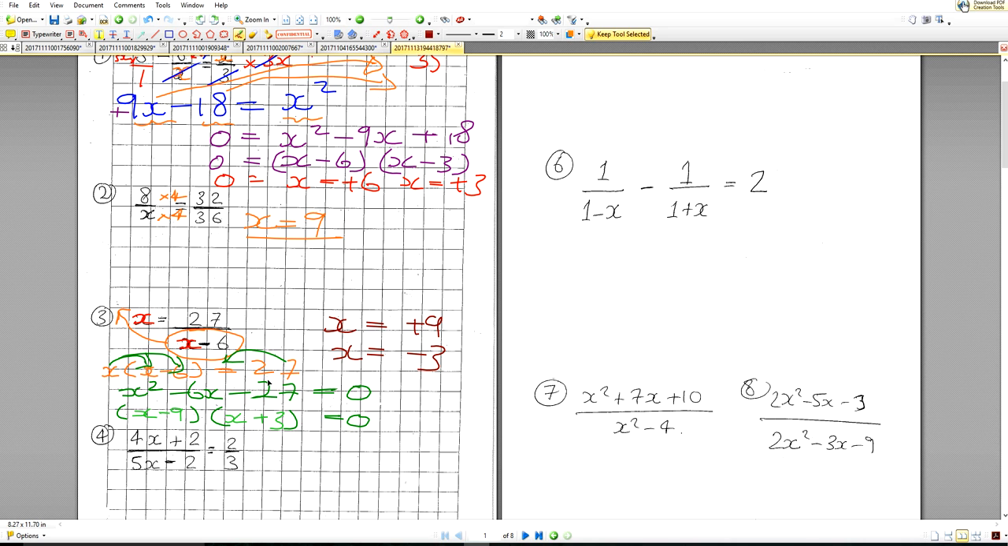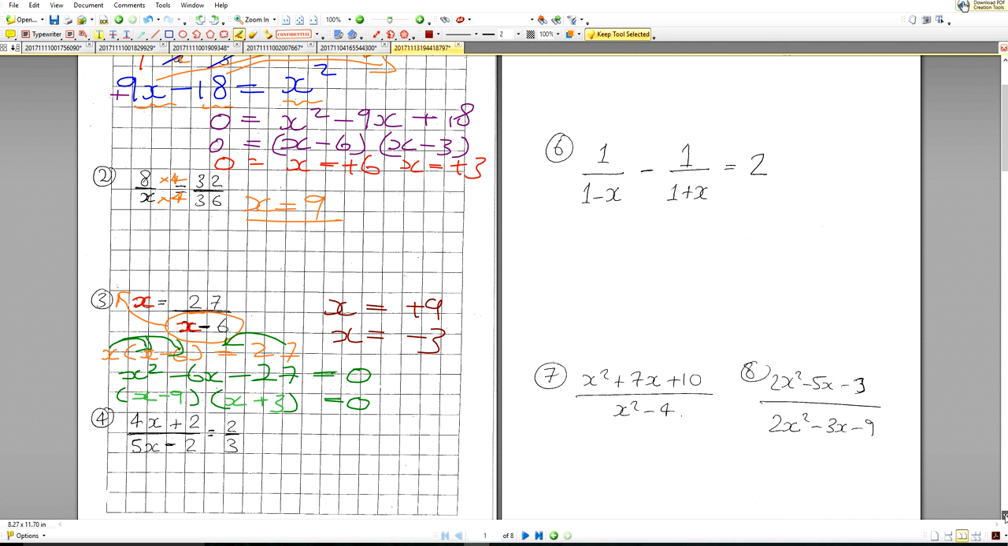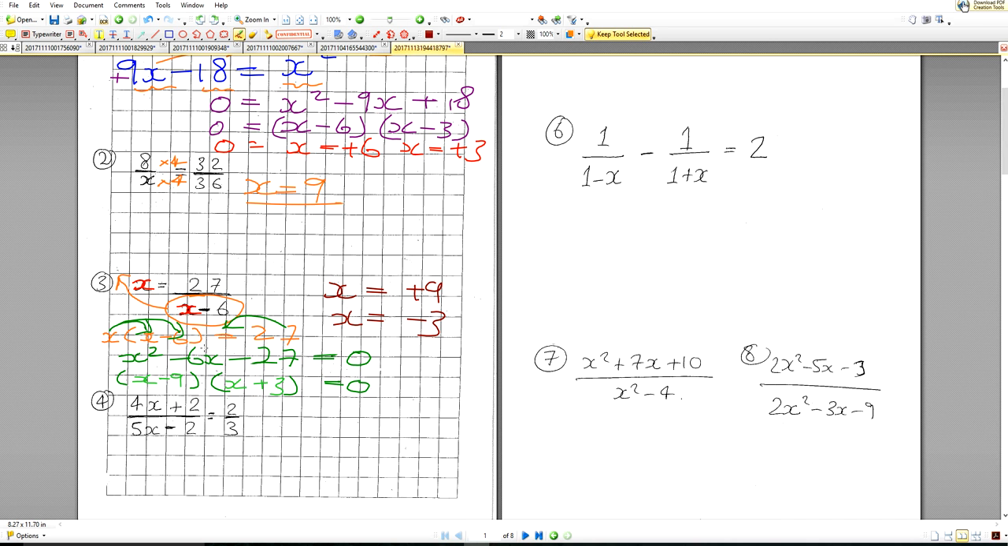Okay, so that's question number 3 done. Question number 4 now is a variation of question number 3 in that we need to cross multiply. I don't know whether you've come across cross multiply before. What we say here is this bottom comes to the top by multiplying, opposite of dividing, and this bottom here will come to this top here by multiplying, opposite of dividing by 5x minus 2, so times by 5x minus 2.